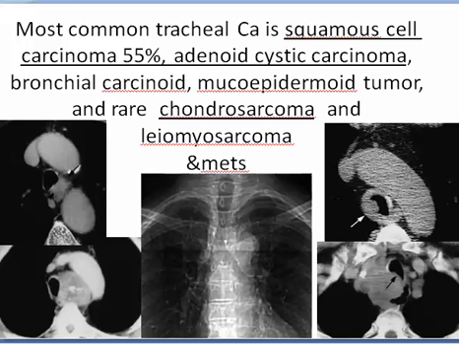Most common tracheal carcinoma causing narrowing, bronchial carcinoid, chondrosarcoma, and leiomyosarcoma. All of these can produce narrowing of the trachea or masses bulging inside the lumen of the trachea. Carcinoma, carcinoid, mucoepidermoid, and chondrosarcoma.